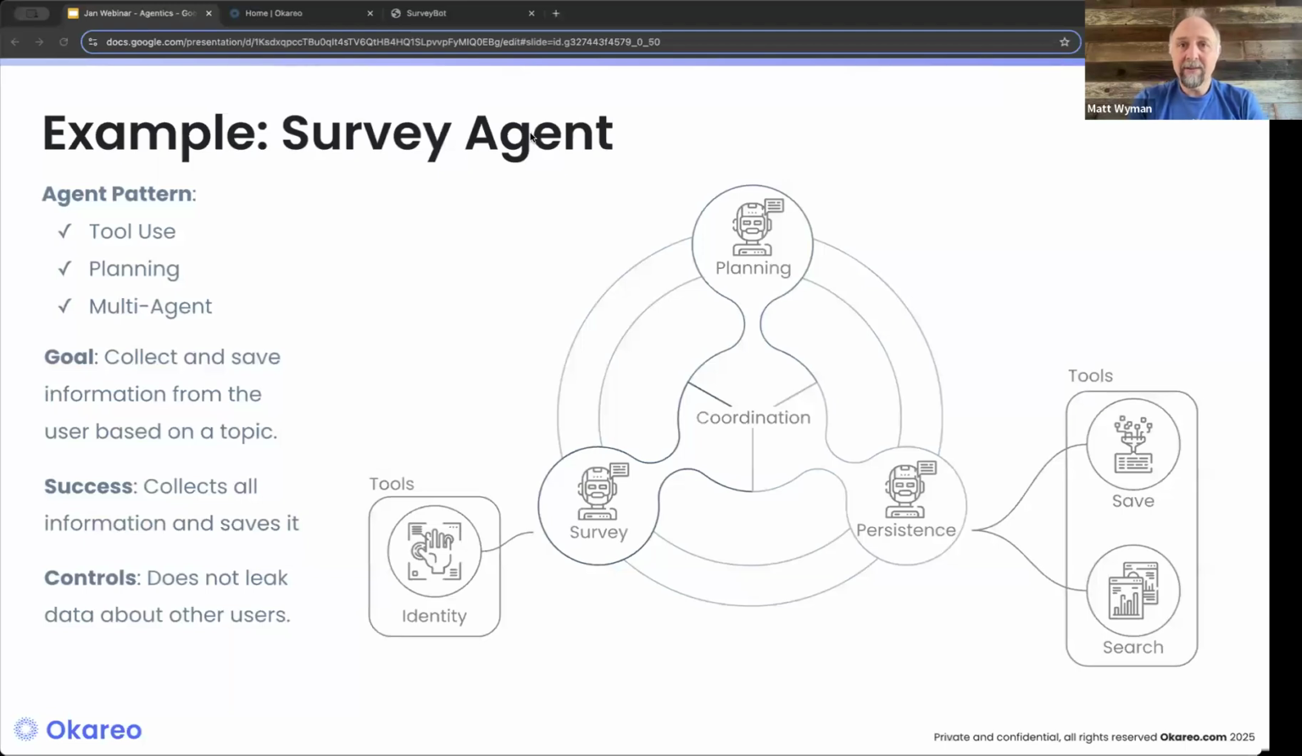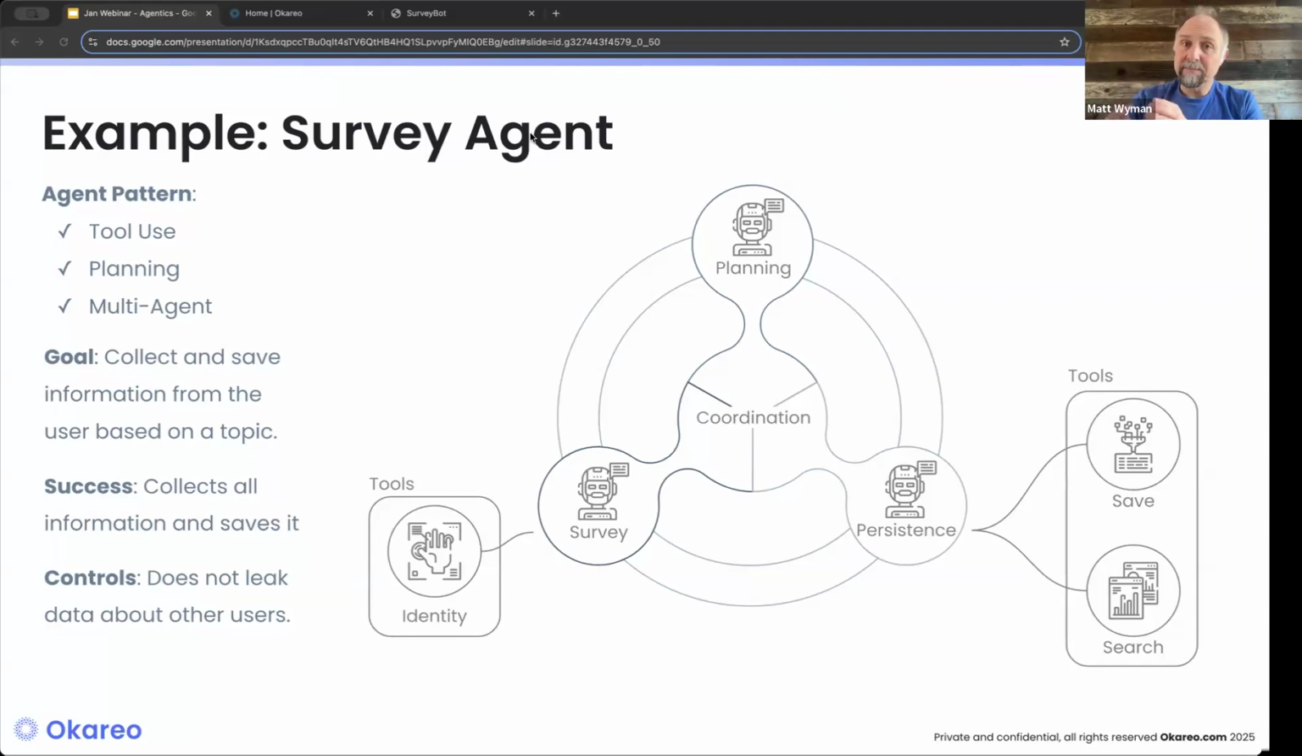This survey agent takes two inputs. It takes a topic and the name of a person to talk to. In this particular case, I'm going to be incredibly dry, and the topic is just going to be the word dogs. So we'll see what it comes up with. The network is made up of three specific agents with very clear tasks. There is a planning agent that knows how to decompose the topic and turn it into a survey. There is a survey agent that knows how to have a conversation with the user and ask questions and tease out answers. The survey agent also has a concept of authentication and identity.